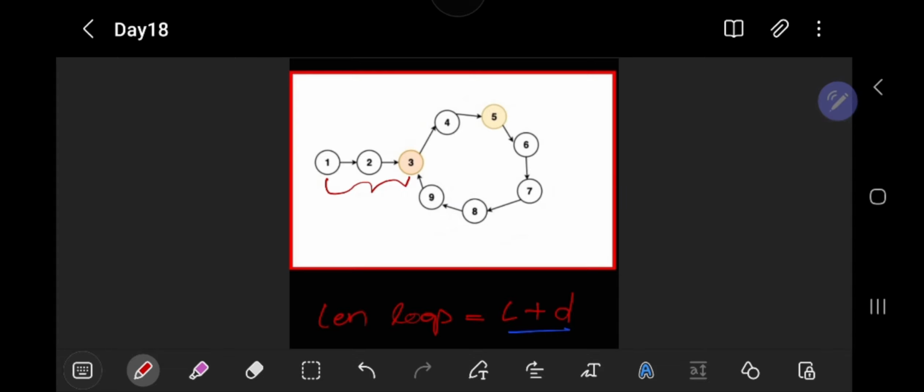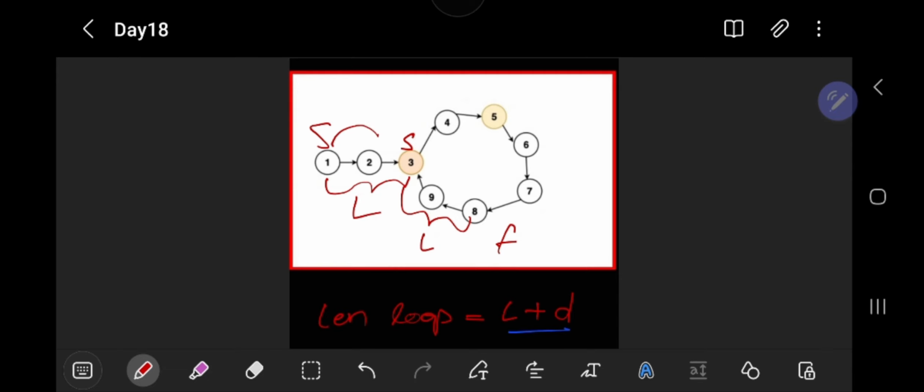Initially, this is the answer you want. This is L. And now I am telling that both fast and slow will be at L distance from the answer when they meet. So if we send our slow pointer to the head, only fast is over here.